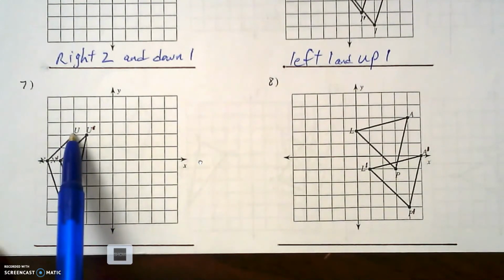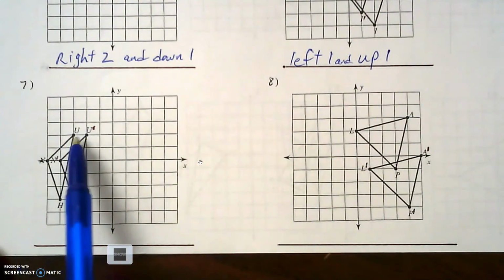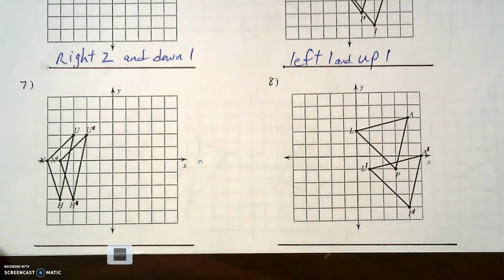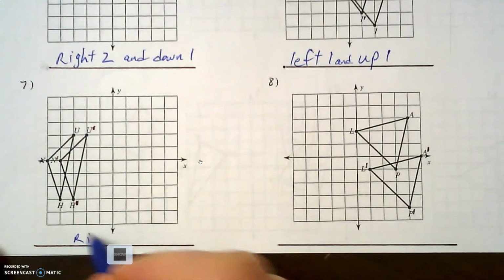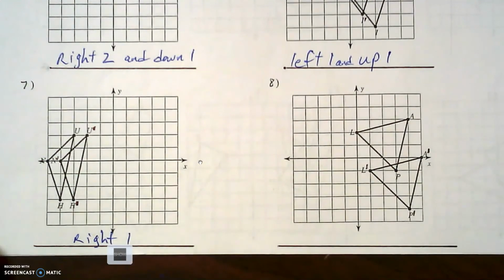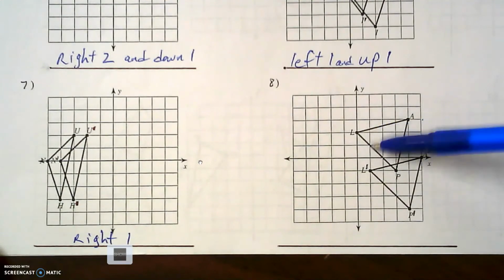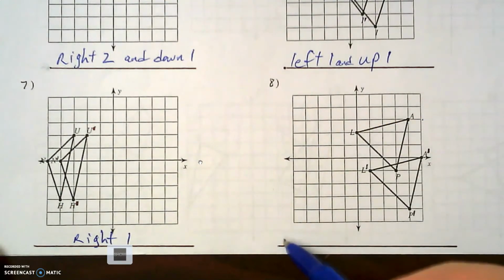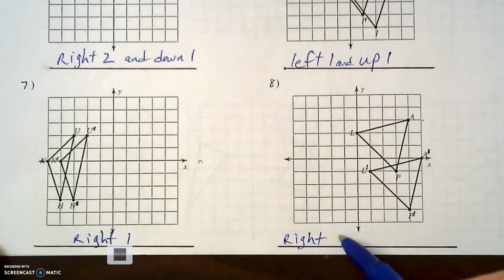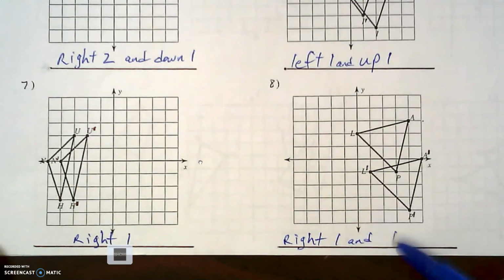Okay, it looks like U moved to U prime. It just went 1 to the right. It didn't go up or down. This is just simply right 1. Now let's see. This one has the prime, so we start here. That's the new figure, okay? A to A prime is to the right 1. And down 1, 2, 3. They all do that. To the right 1, down 3. So that's our answer. Right 1 and down 3.